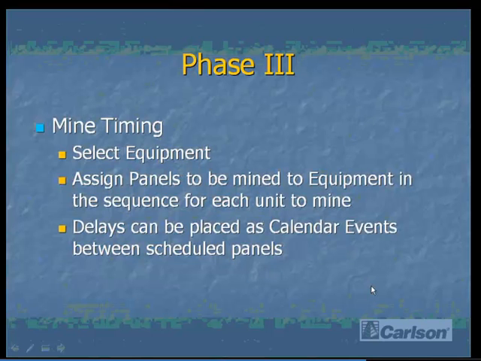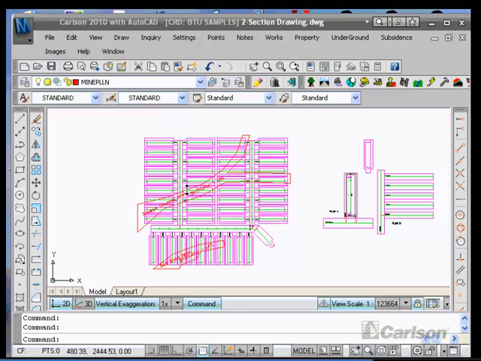The process in phase 3 of the workflow is very straightforward. We do the mine timing, we select the equipment from a list. We assign the panels to be mined to the equipment in the sequence for each unit to mine. Delays can be inserted as calendar events between the scheduled panels to represent delays, for example, unit moves between panels and things like that. This process is very straightforward. We'll discuss the actual mine timing in this discussion.